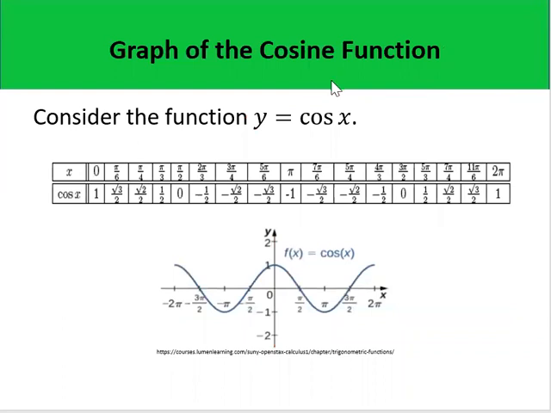Okay, next is the graph of the cosine function. Similar to the sine function, we can generate this table of values by substituting x from 0 up to 2 pi and determining the values of y as follows. And then we can plot these ordered pairs on the Cartesian plane, and we get this graph of cosine x. If you notice, this ordered pair is 0, comma 1, which is this point.